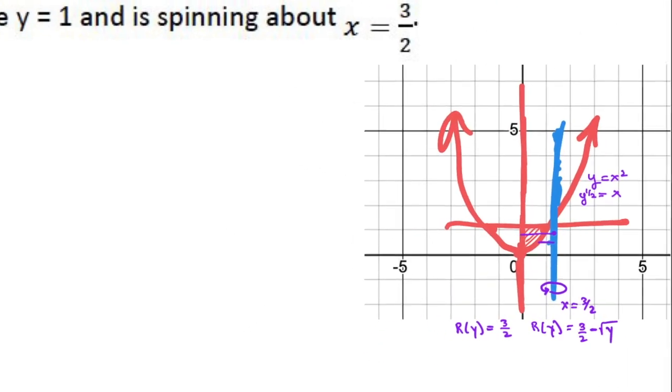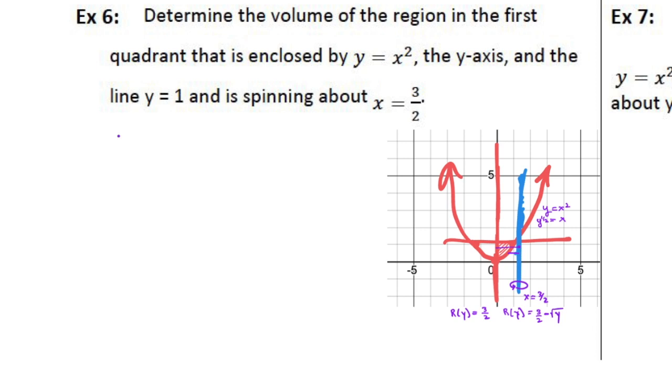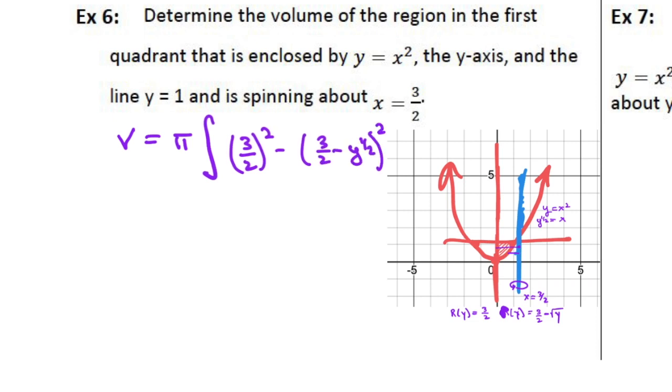So now, put it all together. What do we know? The volume is going to be equal to pi integral outer radius, oops, should have used a little r there, which is going to be 3/2 squared minus the inner radius, which is 3/2 minus y to the 1/2 quantity squared. And all of this needs to be multiplied by the thickness of each circle. And we are integrating with y values from 0 to 1. Now, of course, you want to use your calculator to integrate this, and that works for me.